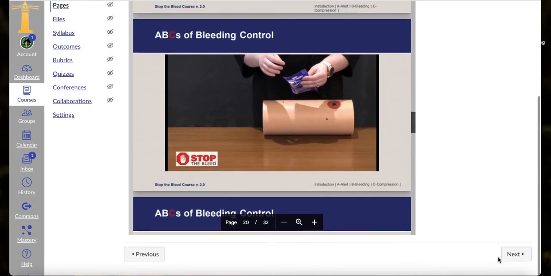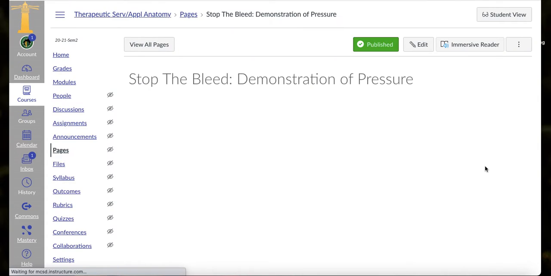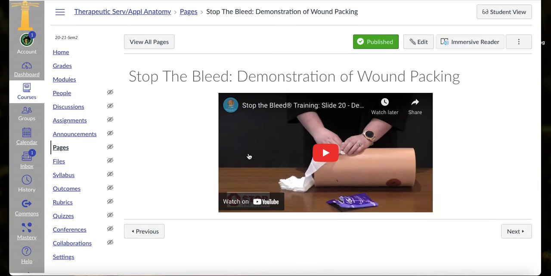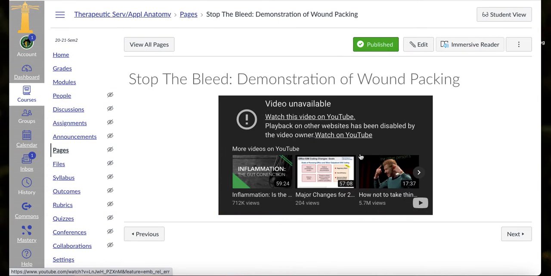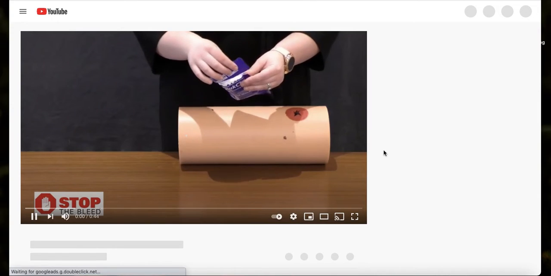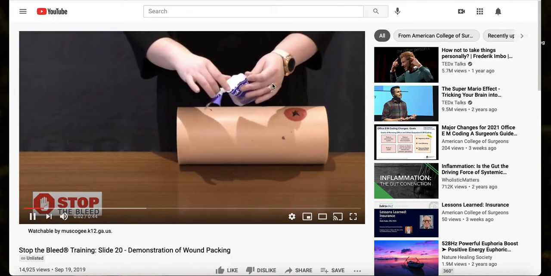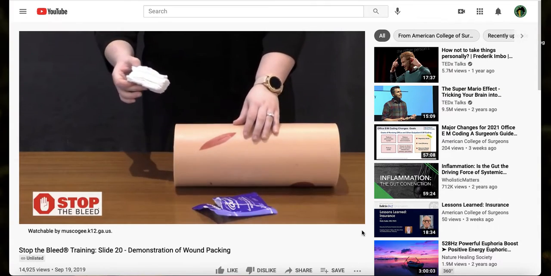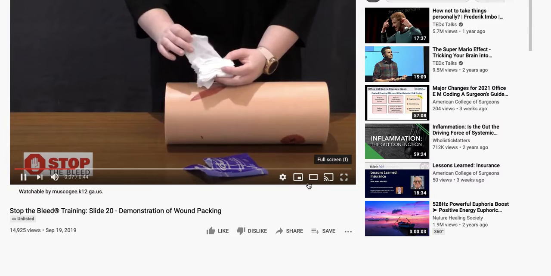So I'm going to go to the next 2 slides over because that is actually where we're going to see that demonstration. And I'm actually going to take this over to YouTube. Okay, so they use something called QuikClot. It is a packing gauze that also allows a wound to clot.